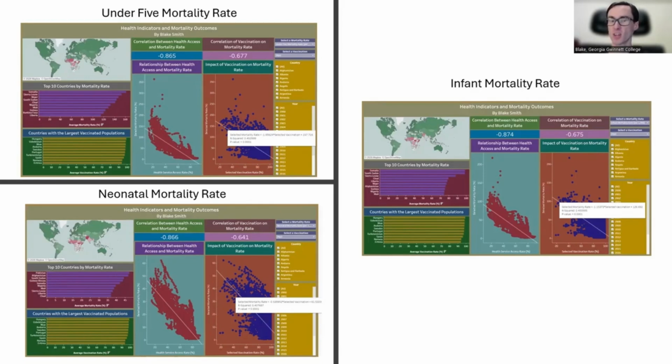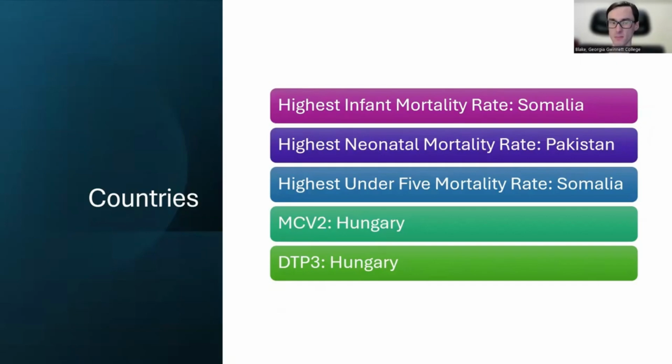Now let's shift our focus and analyze these trends at the country level. Among the countries analyzed, the country with the highest average infant and under 5 mortality rate is Somalia, while Pakistan has the highest average neonatal mortality rate. On the other hand, Hungary has the highest average vaccination rate for both DTP3 and MCV2 among the countries analyzed.